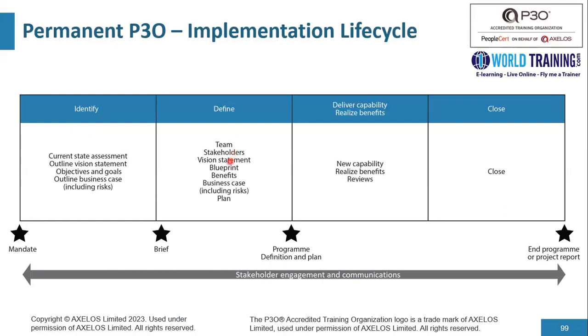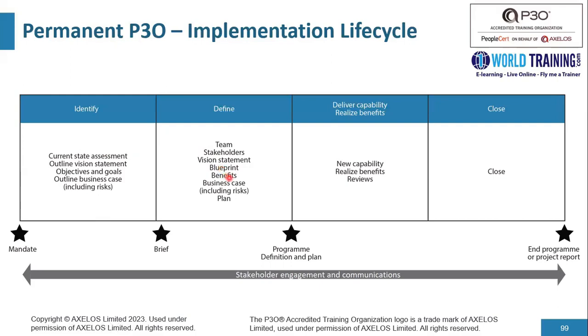And then if you remember, we started our journey by creating an outline vision statement in the identification phase, but over here in the define phase, we are expounding it, making it into a more detailed vision statement. And this is where we create the blueprint document. In other words, in the preceding phase, we know what the current state is, but as a part of the definition phase, we are documenting our future state.